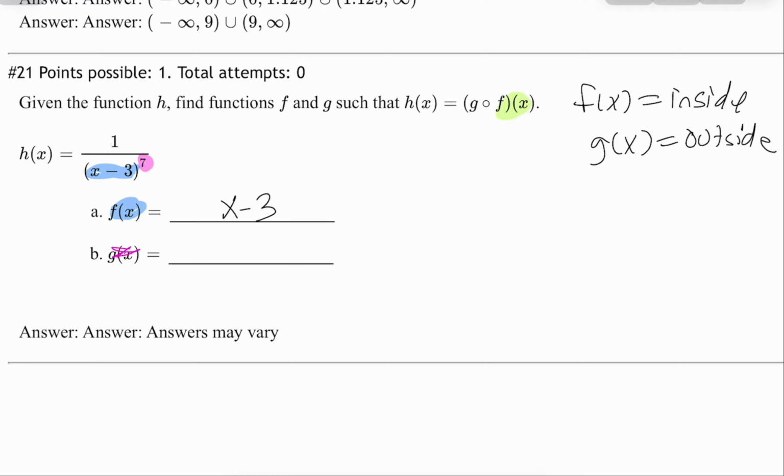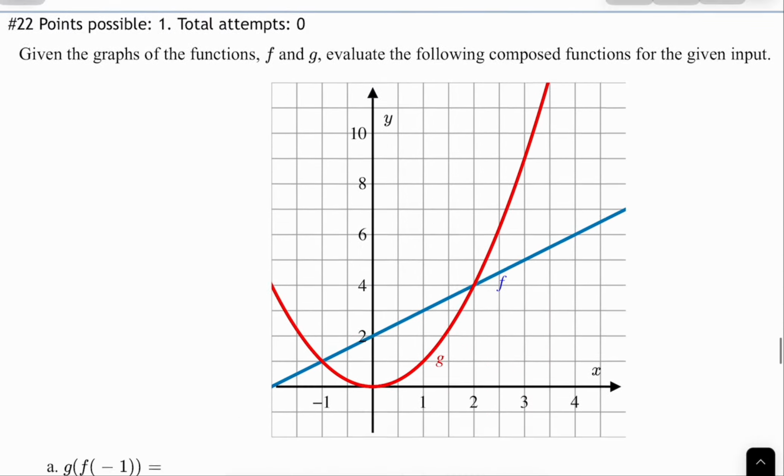Our outside function, think about if it were written more of a simple x inside instead of x minus 3 or whatever's inside. That is what our g of x function would be, 1 over x to the 7th. Okay. You might want to use that little yellow box to input an actual fraction. That might be a little easier than trying to type out what they want there. Now, there is more than one answer to this. That's, I think, the simplest way to think about it. Let's look at 22.